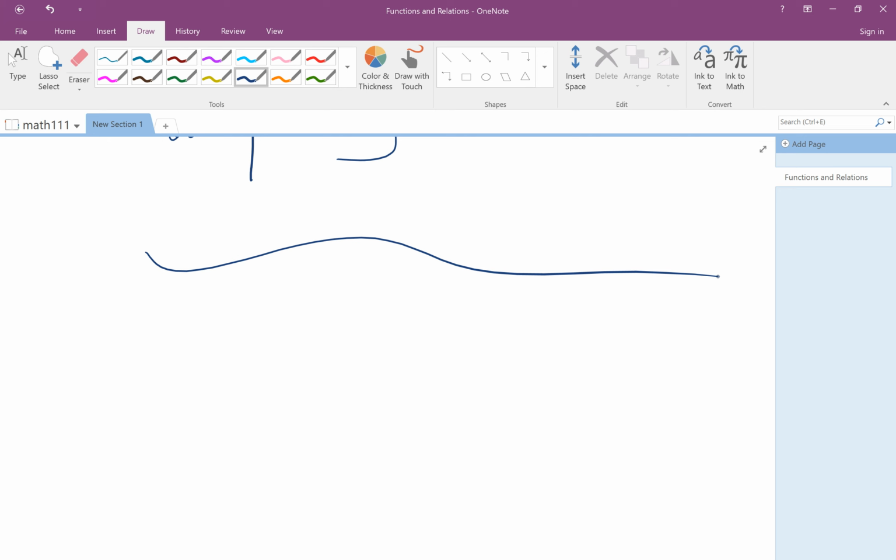Now the range, it comes down here, it hits here, bounces right back up. So the range is the y. So what's the lowest y that hits? 0, right? It never goes below 0. So we would say that the range is y is greater than or equal to 0.